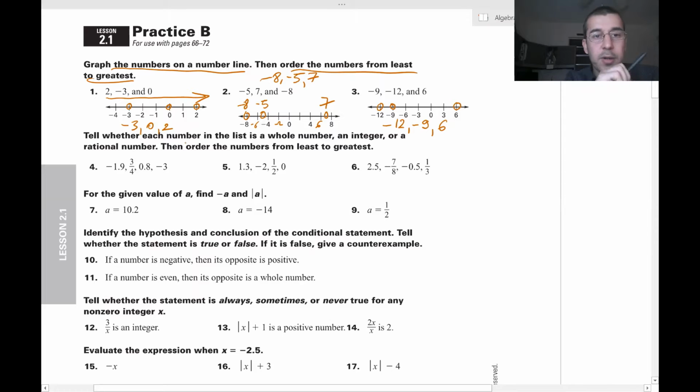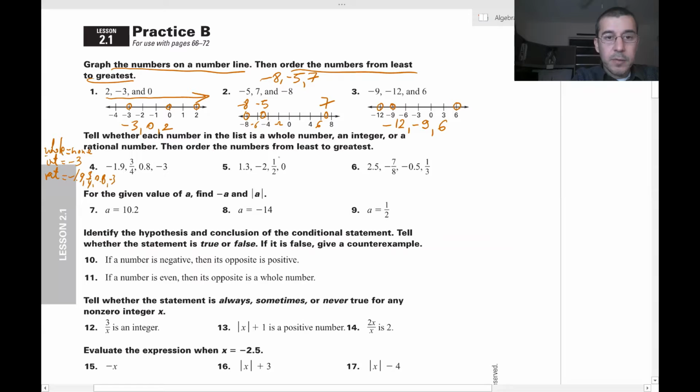Tell whether each number in the list is a whole number, an integer, or a rational number. So whole numbers, we know 0, 1, 2, 3, all the way to plus infinity, so none. We don't have any whole numbers here. Integers, we do have -3. And rational numbers, all 4. Okay, so it's -1.9, 3/4, 0.8, and -3.